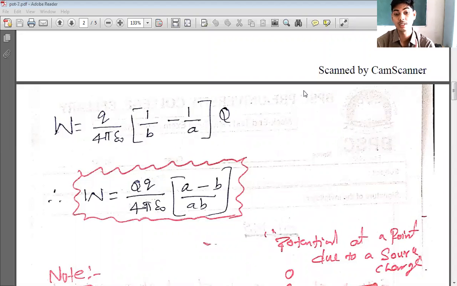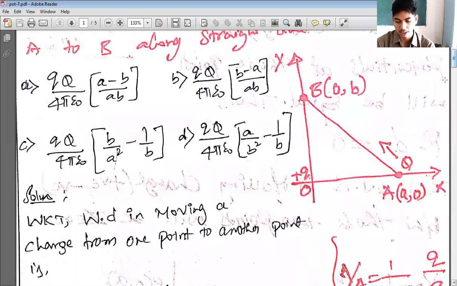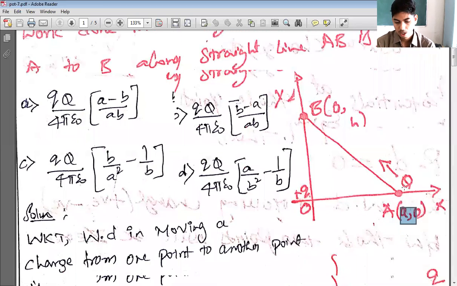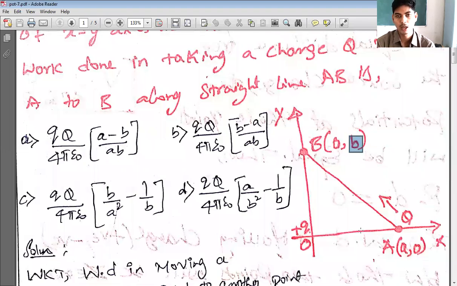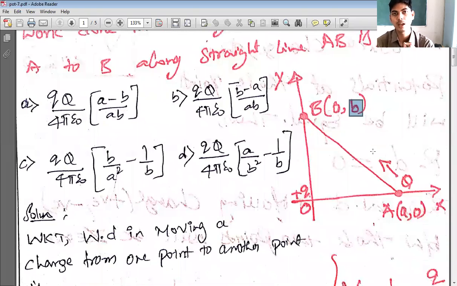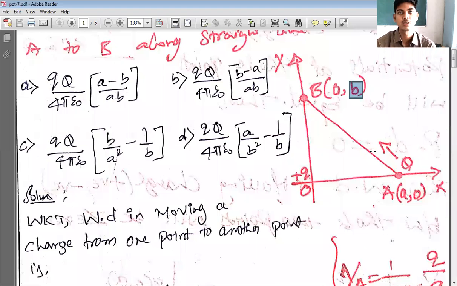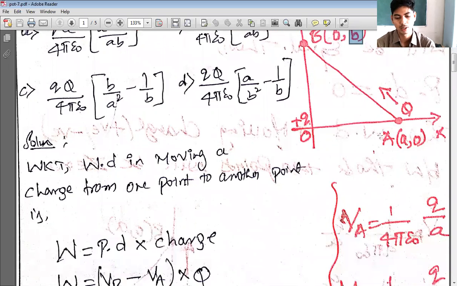Very good. They are distances. Small a and small b are the distances of point A and point B from the origin. Small a is the distance of point A from the origin, and small b is the distance of point B from the origin. So small a and small b are the distances of the points from the source charge.